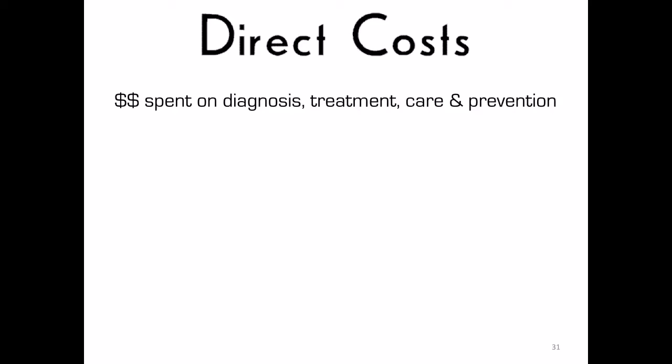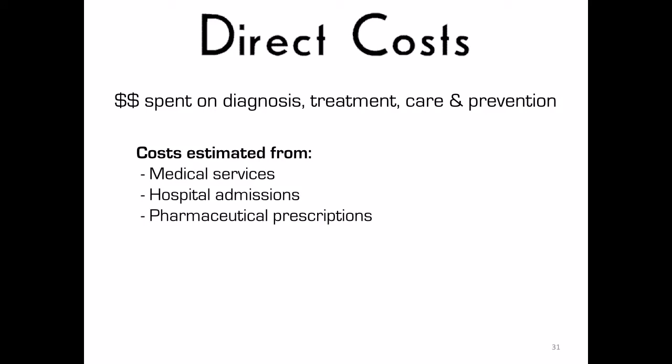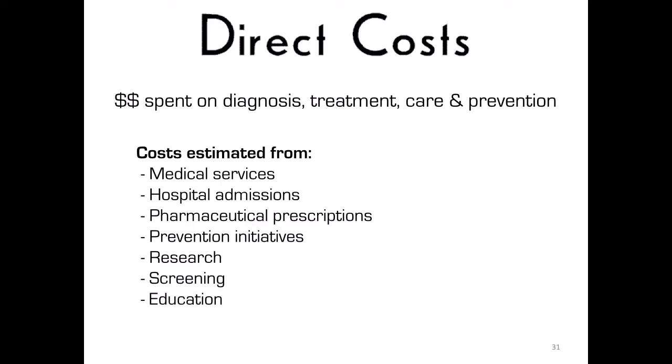Now, direct costs is all about money. So in terms of an individual, it could be money spent on diagnosis, treatment, care, and prevention, but these costs can also be at a community level. So the costs estimated from medical services, the amount of people that are hospitalized and treated, pharmaceutical prescriptions, prevention initiatives and campaigns, research, screening, and also education, this all costs money. And these are the direct costs of something like cardiovascular disease, for example. If it's costing the government a lot of money to treat, to put people in hospital, then it makes sense to put some strategies in place to reduce it and make it a priority.